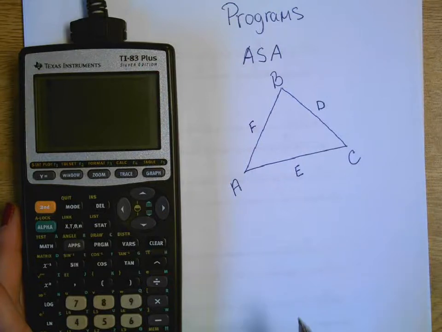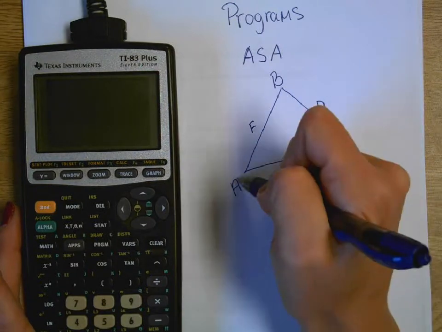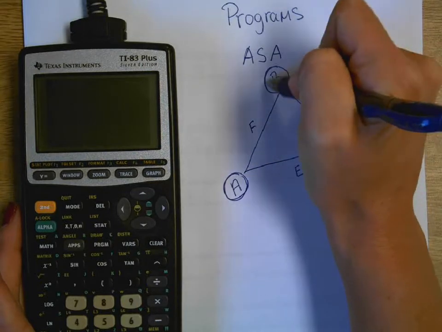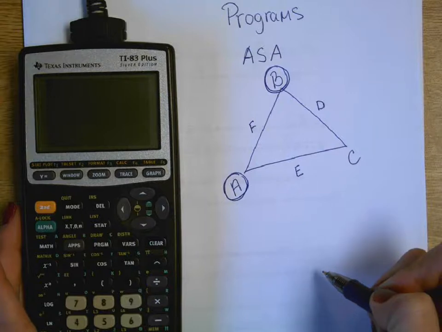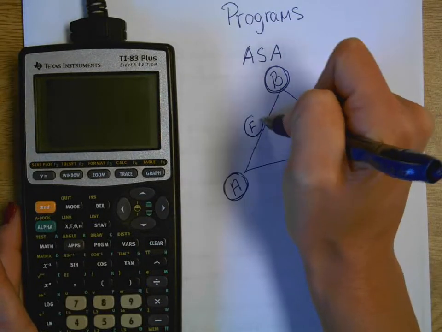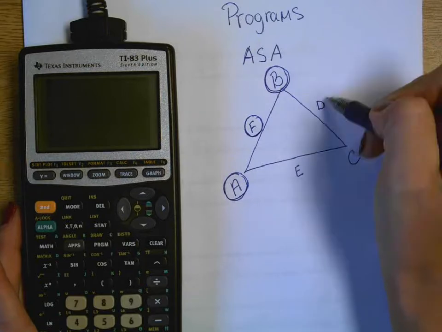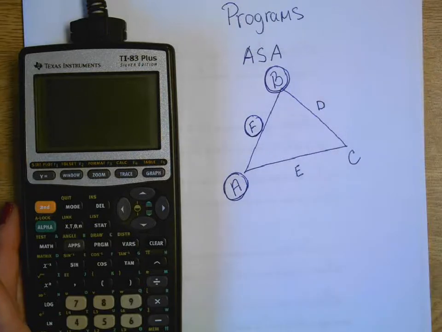Okay, and let's just say, because it's angle, side, angle, let's say I know A, I know B, and then what side would I know? F. Okay, let's say those are my three known values, and then I want my program to give me these three answers over here. All right, are you ready to start your first program?